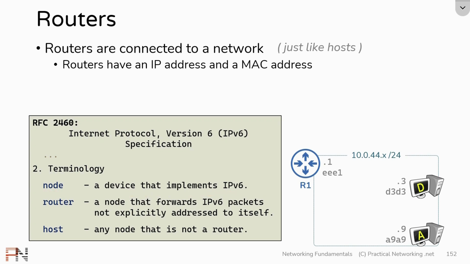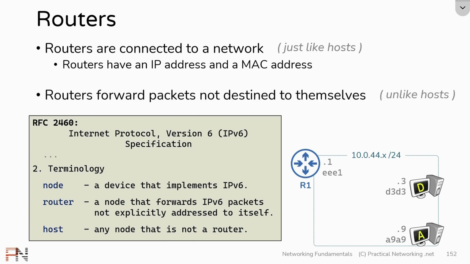It then defines a router as any node that forwards packets not addressed to itself, which leaves the definition of a host to be a node that is simply not a router. So the real difference between a router and a host is that routers forward packets not destined to themselves. That is how they are different from hosts.